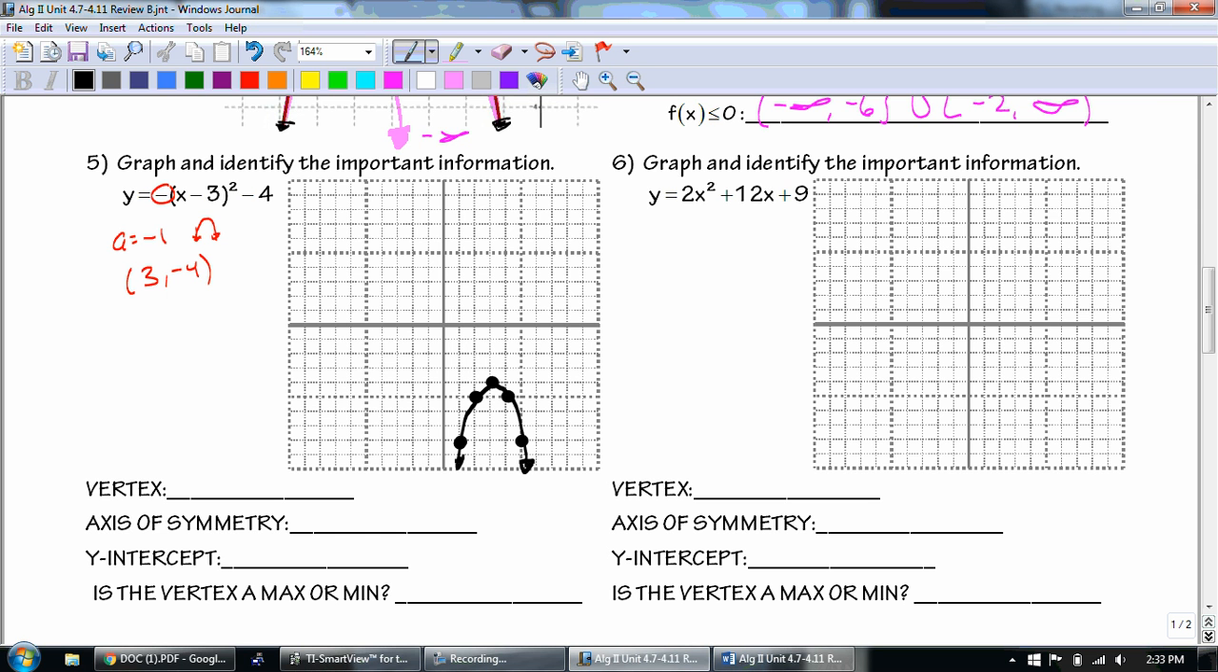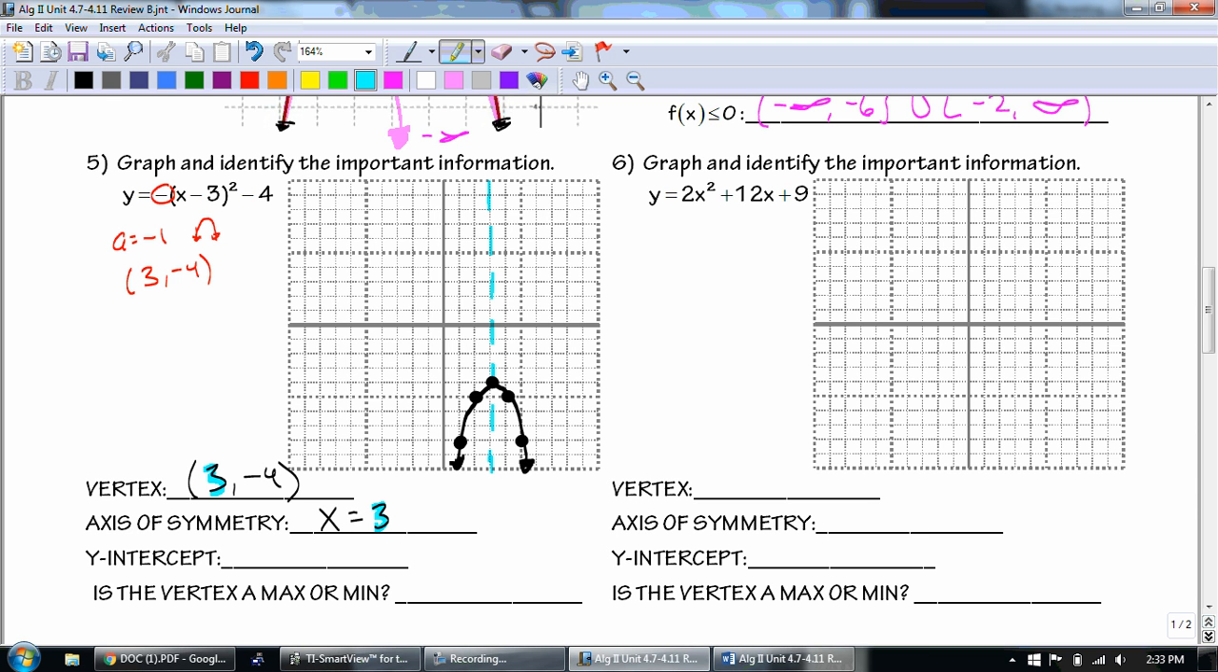Okay, when we're graphing, make sure that we have the arrows. Now the vertex we just did. We said that the vertex was, nope, not negative 3, but positive 3, negative 4. My axis of symmetry is whatever my x value is, that's my axis of symmetry because that is the line that cuts your parabola in half.